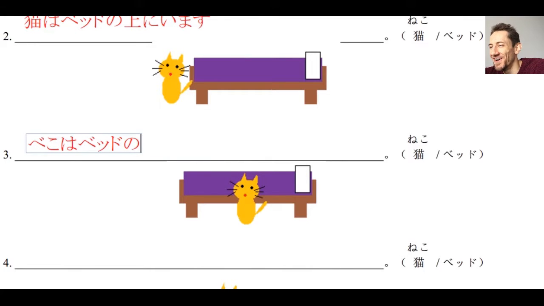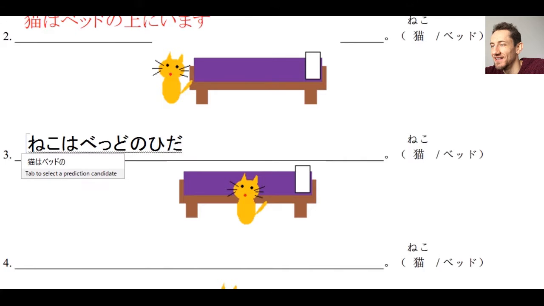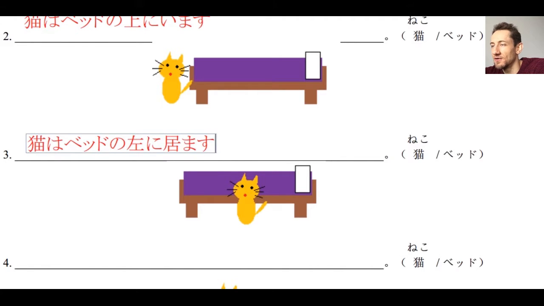I knew I was going to make a mistake. 猫はベッドの左にいます. And of course, if you want to write いる in kanji, that's fine, but we'll just leave it in katakana. I think that's pretty standard.